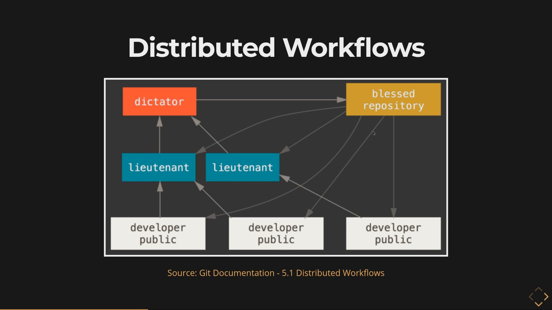When you have a system that big, you basically have to split it into subsystems that are guarded by lieutenants. Lieutenants defer to a dictator who controls the blessed repository. All the developers, all the lieutenants have their own public repositories. They're not in this graph.